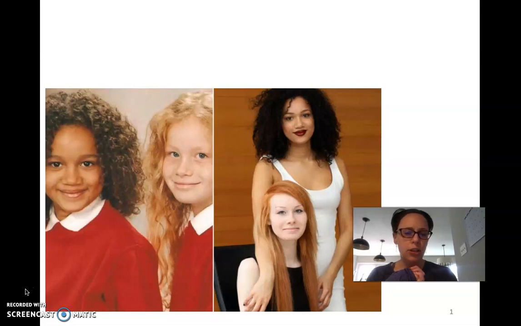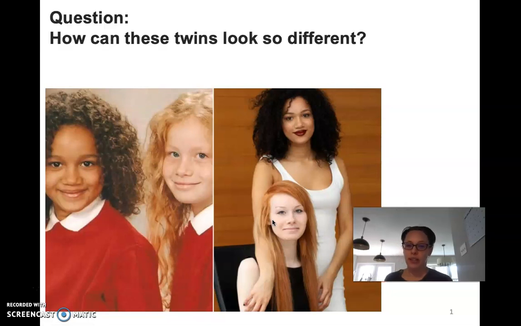So I'd like to start this unit with this picture. Here are these two beautiful young girls, and here they are a few years later, probably as teenagers or young adults in their early 20s. One thing about these girls that's interesting is that they are twins. So the question I'd like to ask is, how can these twins look so different? They are biological sisters. They have the same biological father and the same biological mother. So how is it possible that these two fraternal sisters, fraternal twins, can look so different?